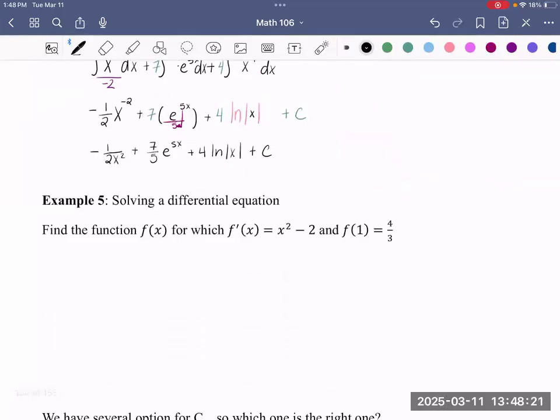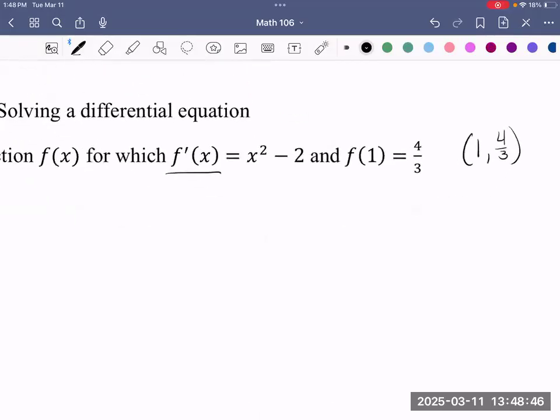So now let's find the function f of x for which we have your first derivative. And they're going to give us a value, a point on your graph. This is the point when x is 1 and y is 4/3. This can help us find this particular c value. So let's start by just integrating the following. First, find the integral of x squared minus 2 dx.